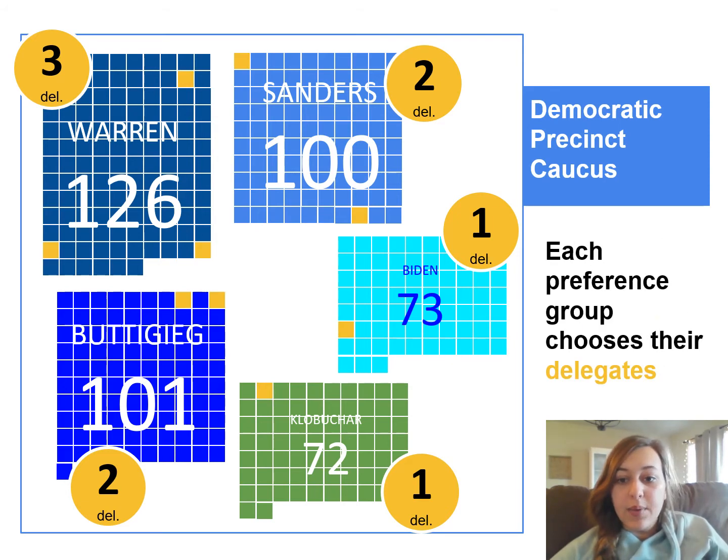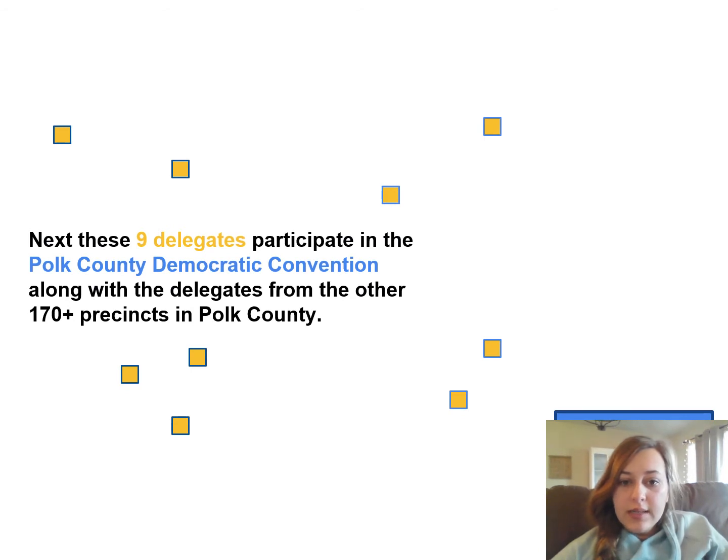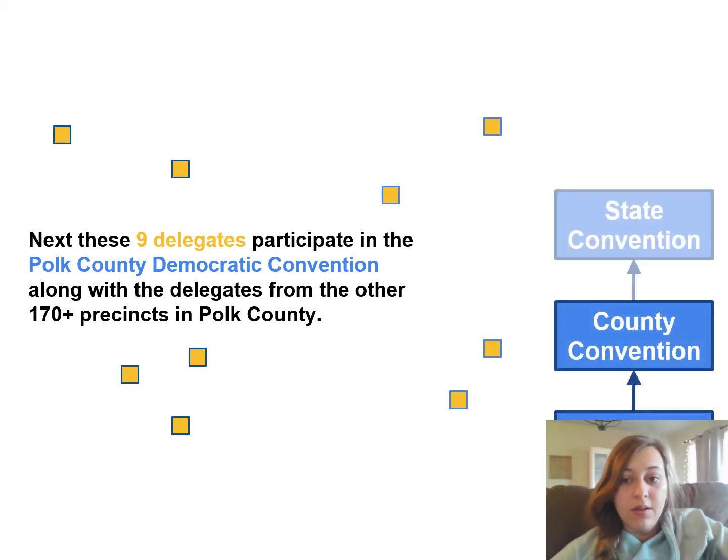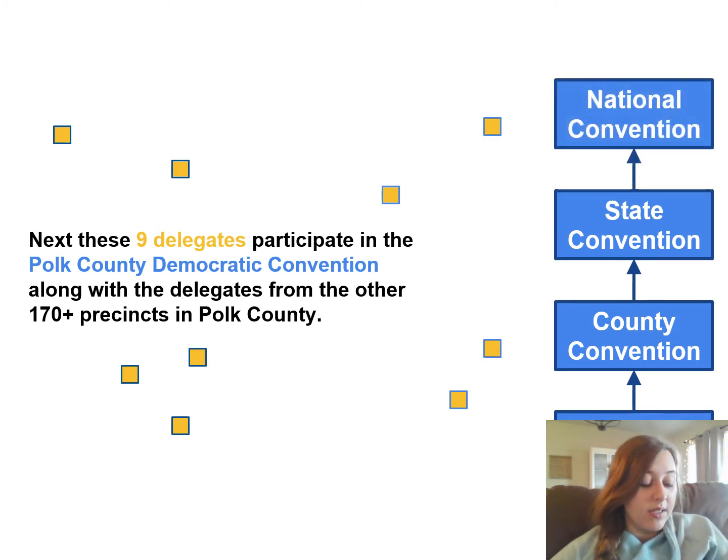Now, each of these campaigns is going to choose their delegates. Who are we going to send to vote on behalf of all of us? They're going to pick their people, and those people are highlighted in yellow. Those 9 delegates go to the Polk County Convention with 170 other precincts from Polk County. It's a big county in Iowa. After the county convention, they go to the state convention. And then after the state convention, we get to the national convention, where finally someone is formally nominated.